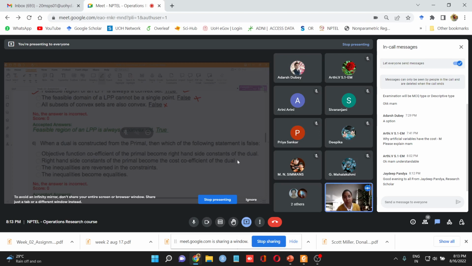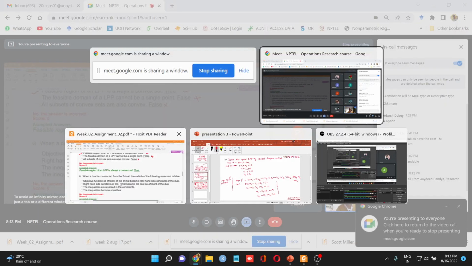The first one is true. Then the second option: the right-hand side constants of the primal become the coefficients in the dual, right? We just explained that in the starting. And the inequalities are reversed in constraints. So whatever the inequalities in the primal, they would be reversed in the dual. And that means the inequalities should not be equalities in the dual problem. So the false option is 4.